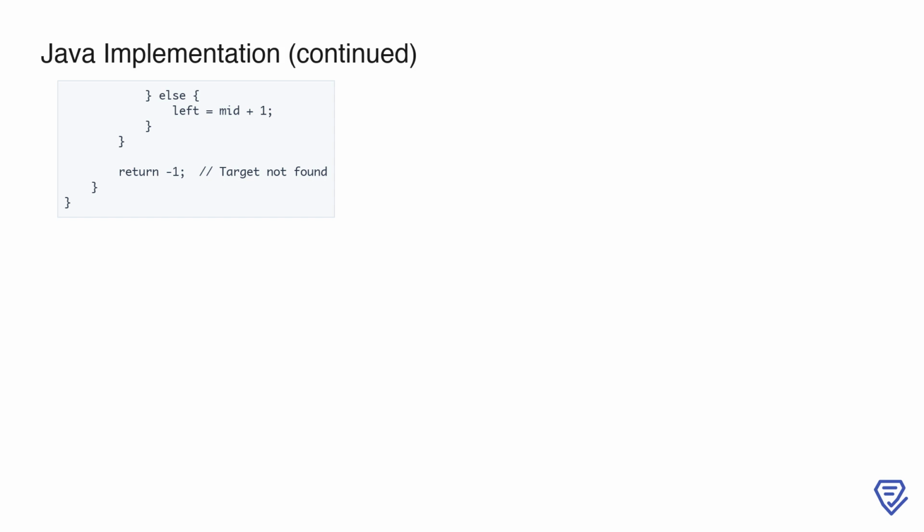If this value matches the target, we return the index mid, as we found the target. However, if the midpoint value is greater than the target, it means the target lies in the left half of the current range, so we update the right pointer to mid-1. Conversely, if the midpoint value is less than the target, we move the left pointer to mid+1, narrowing the search to the right half. This process repeats until the left pointer exceeds the right pointer, indicating that the target is not present in the array. In this case, we return -1 to signify that the search was unsuccessful.